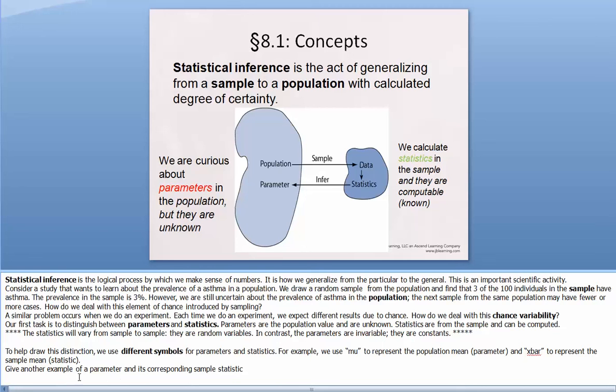Now give another example of a parameter and its corresponding sample statistic. The parameter could be the population standard deviation sigma, and the sample statistic will be the sample standard deviation, which is s. Okay, so why don't you write down this example yourself in your notes? I'll give you half a minute to do that.